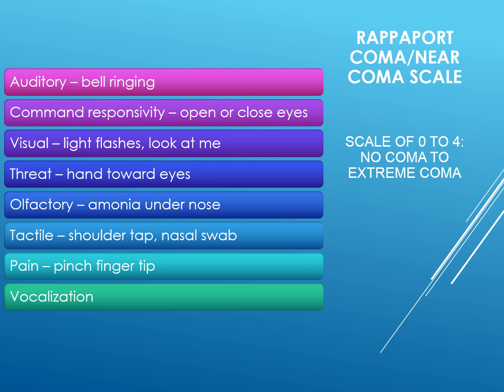The Rappaport coma or near coma scale is often used in hospitals. Our Children's House at Baylor had a little box of stimulus items that we would use to elicit responses such as auditory, visual, olfactory, and so on. The stimulus item is presented, and then the patient's response is measured on a scale of 0 to 4 using the same type of responses that you saw on the Glasgow coma scale. So these same types of responses from that video would be the ones that you would use here.